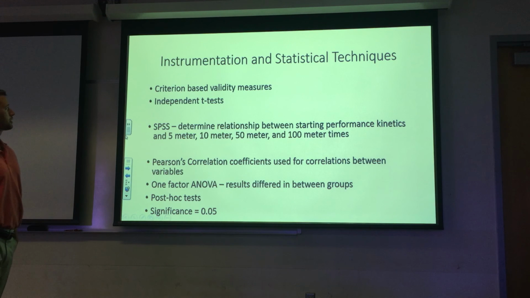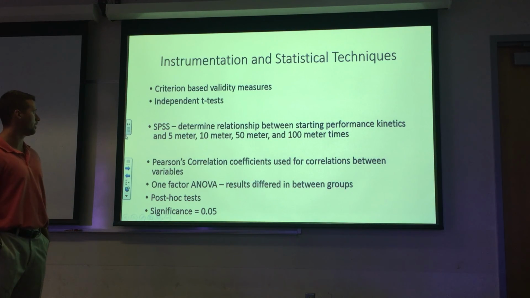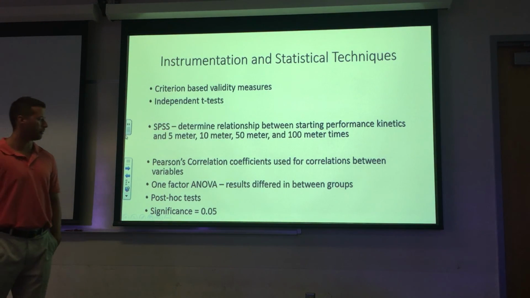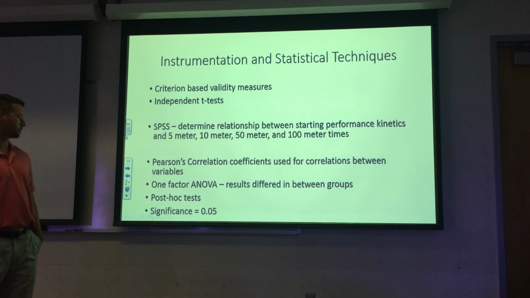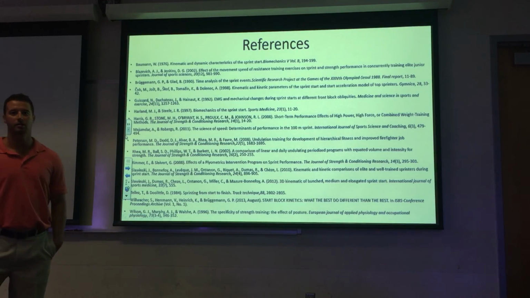All right, instrumentation and statistical techniques. Criterion-based validity measures and independent t-tests will help us determine valid measurements of our variables. We're going to use SPSS to test our kinetic variables. Okay, actually, between kinematic and kinetic variables, we're going to use Pearson's correlation, obviously the R value. We're going to have 1-factor ANOVA for between groups, post-hoc tests, and our significance level is going to be at 5%. Okay, here's my references, and thank you very much.